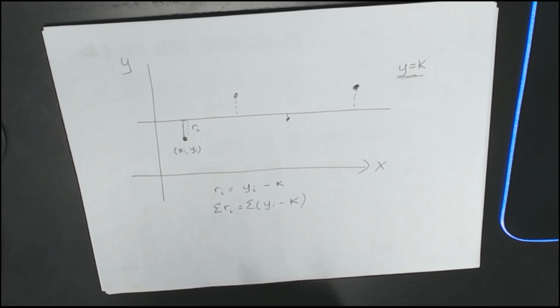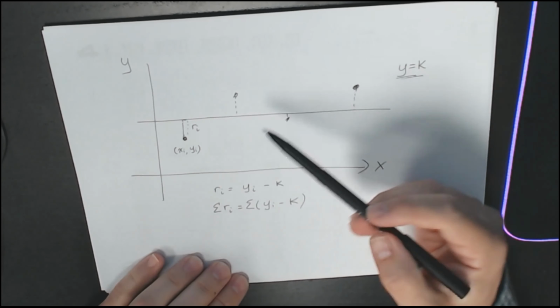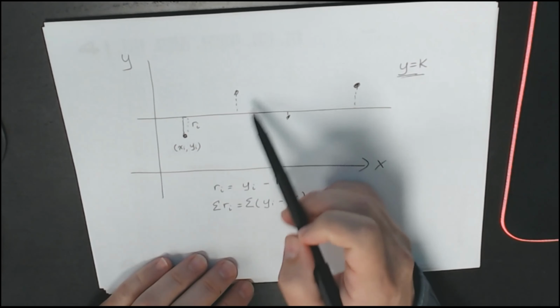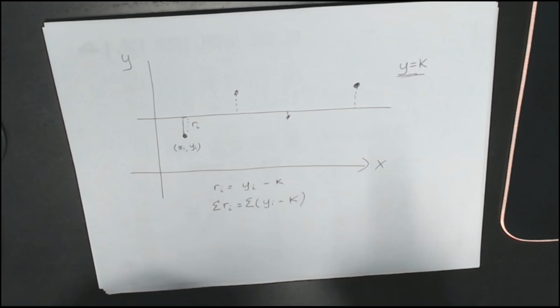Now, there's a bit of a problem with this. You could imagine a scenario where half of the points are above the line and half the points are below the line. So the errors, when you add up all of those, start to cancel together. So you come up with a net total residual that would actually be 0, even though there's clearly some error.